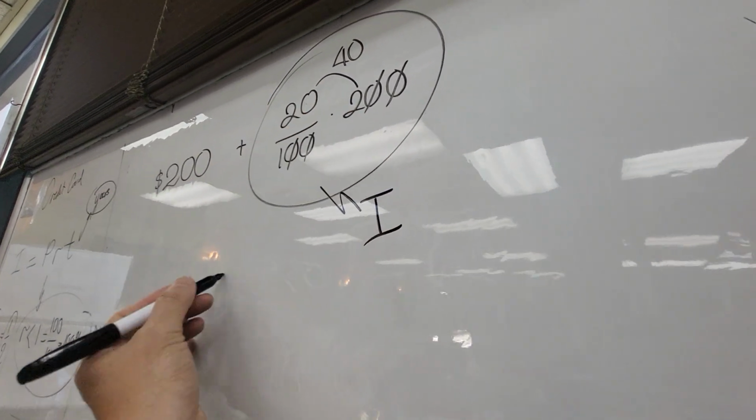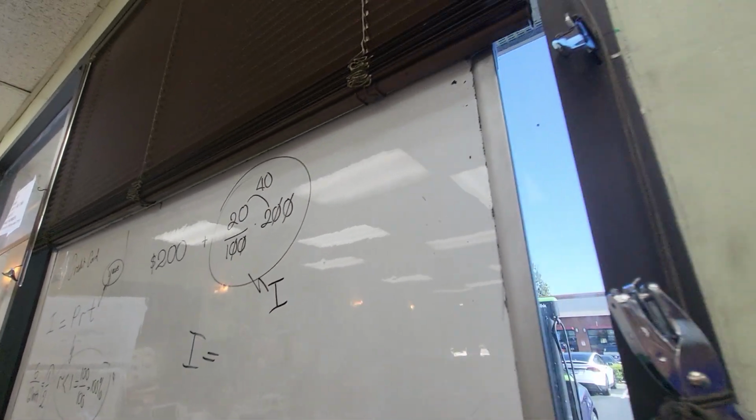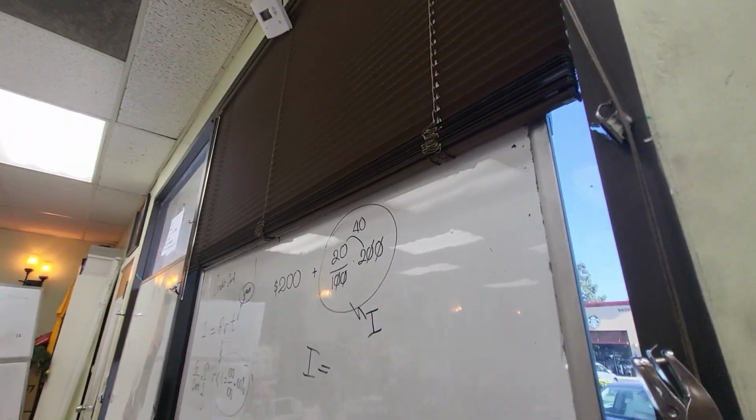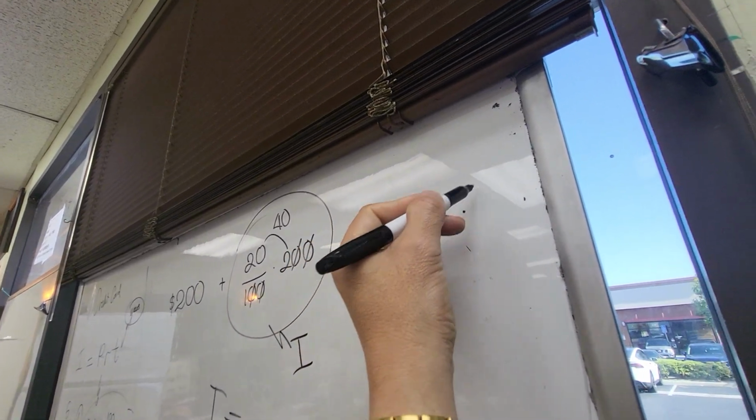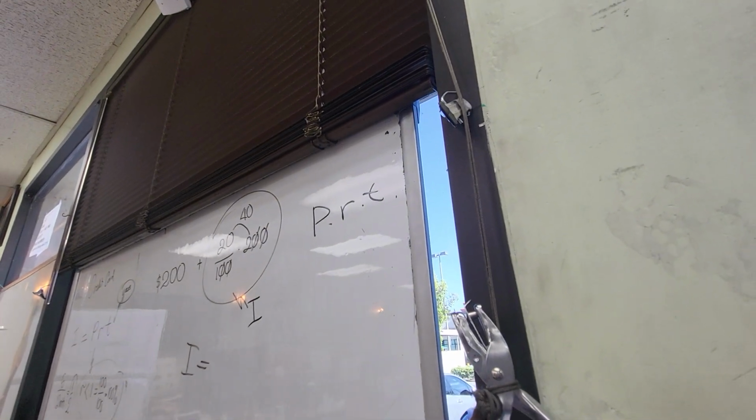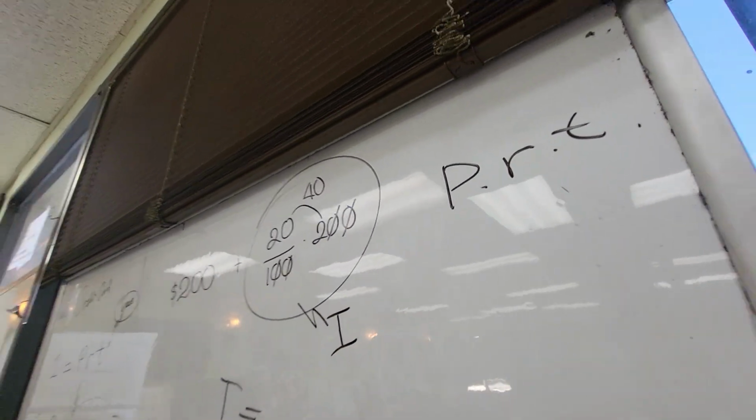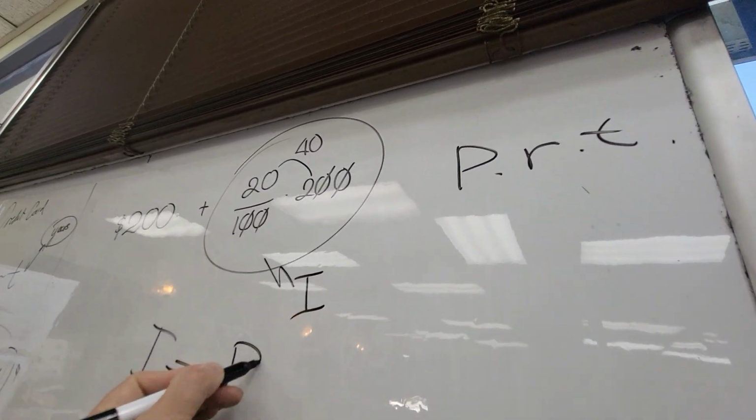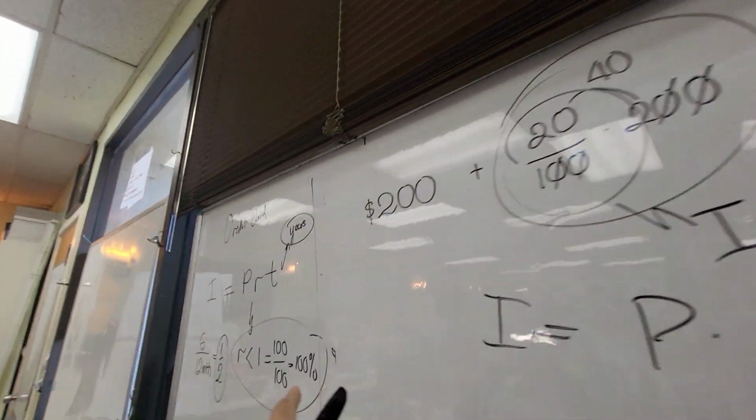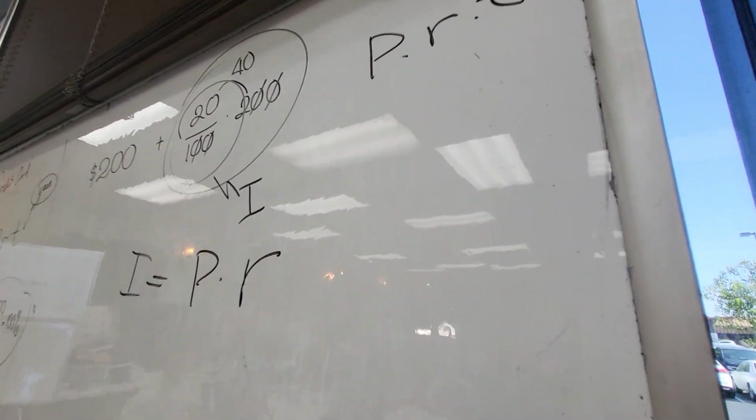So right now, this right here is I. Tell me what $200 stands for. I'll give you a hint: P, R, or T? Which one? The original, right? P. You put in $200 and they give you 20%. This one here is P. And then 20% is the rate, less than 1, R. That's where the formula comes from.